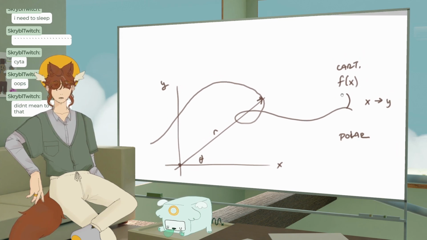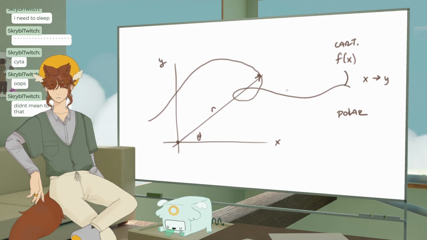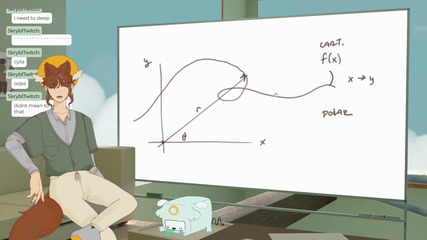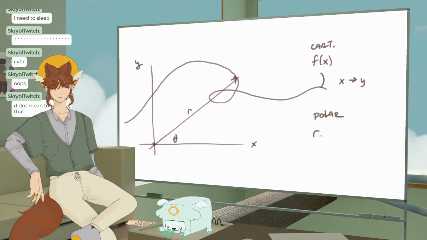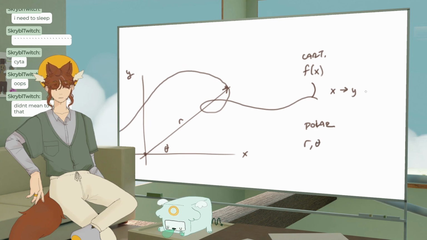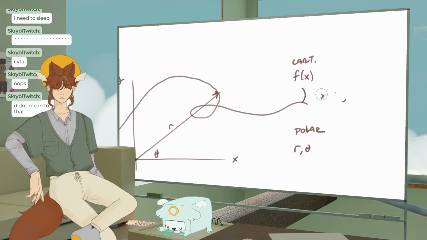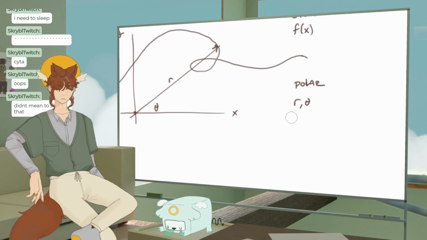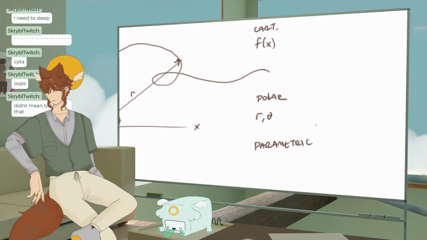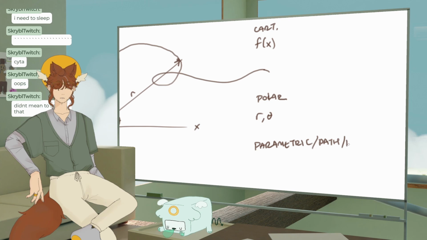We also have another way of doing it. So in polar we have an r and a theta. In this we have an x and a y, a function of x, y, right? We have another type, which is like parametric, essentially. Which is funny that people don't really refer to it this way, but it's parametric or path, or some people call it intrinsic.